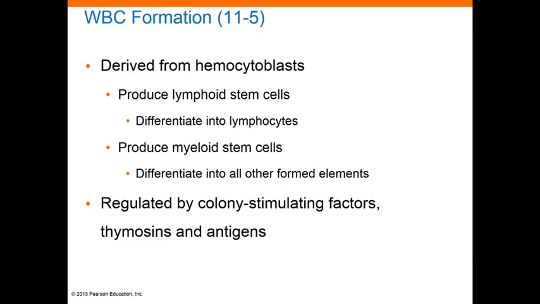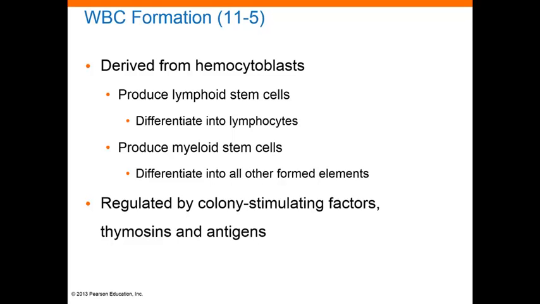Now, as I mentioned earlier, the red blood cells are not the only population of blood cells to arise from hemocytoblasts. Hemocytoblasts produce lymphoid stem cells, which give rise to lymphocytes. They also have myeloid stem cells, which give rise to the other types of formed elements.